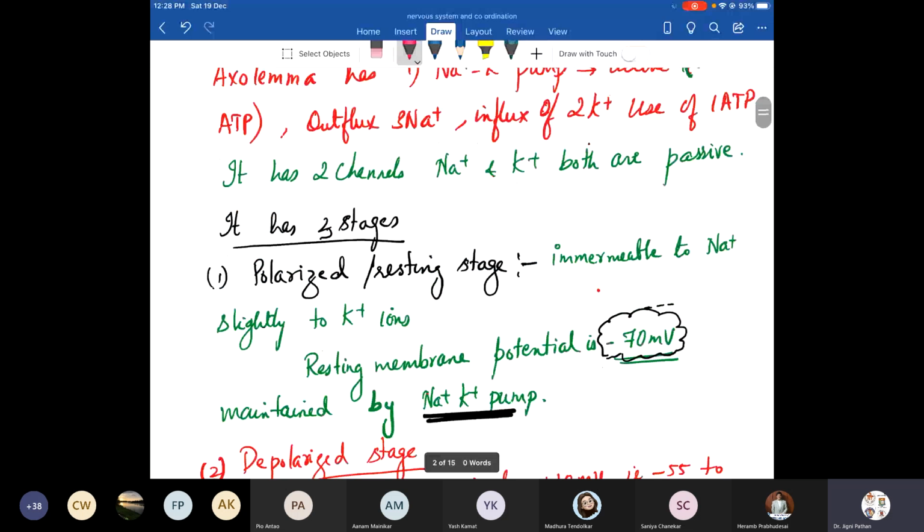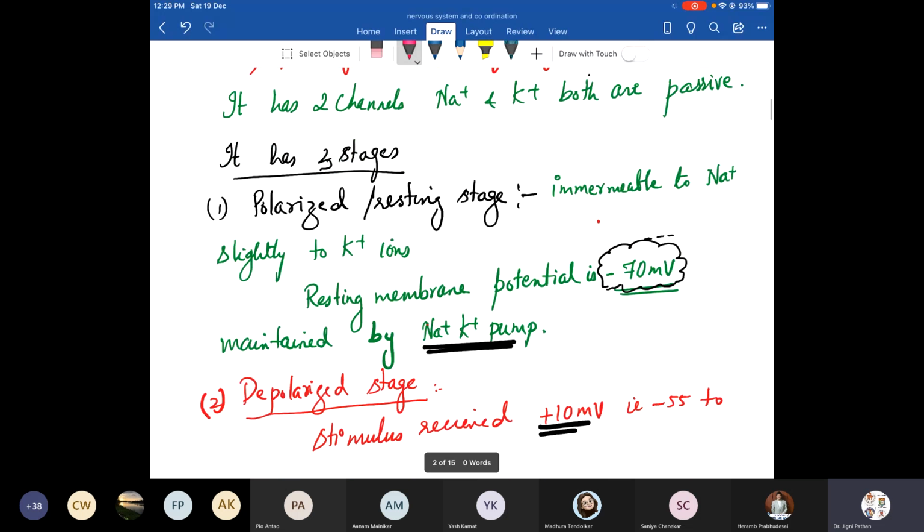If you look, the polarized stage or the resting stage is impermeable to sodium but slightly permeable to potassium ions, to maintain the positivity of the membrane. Resting membrane potential is minus 70 millivolt. Who maintains this minus 70 millivolt? The sodium potassium pump maintains this minus 70 millivolt. It is an important question.